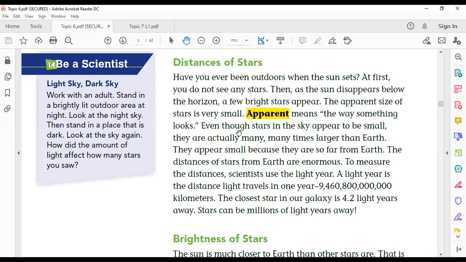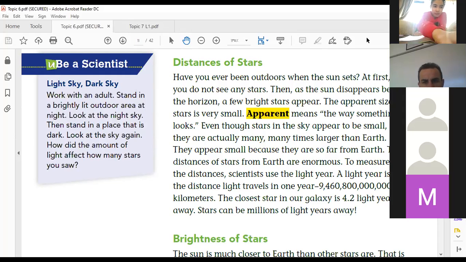Now, wait, Rimas. Even though stars in the sky appear to be small, actually they are many, many times larger than Earth. These stars that you see at night look very small, but actually they are many, many times larger than Earth. So before we continue, why do these stars appear small? Who can answer?